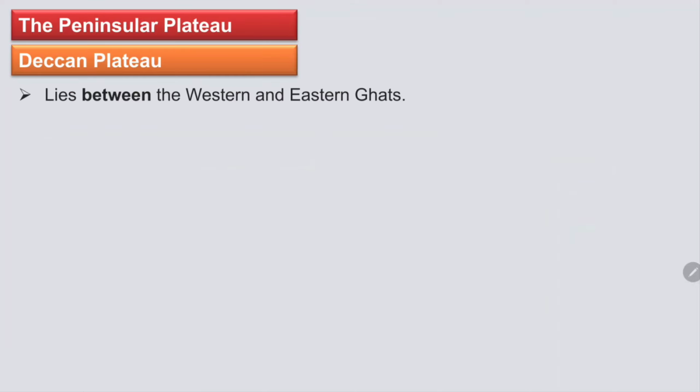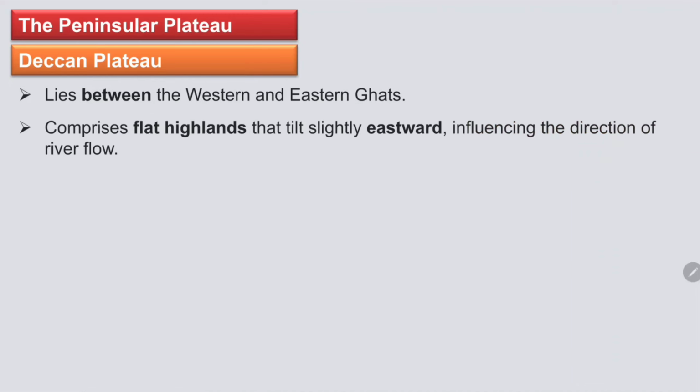So the Deccan Plateau, now let's see, lies between the Western and the Eastern Ghats. On one side, in the western part, we have the Western Ghats, and in the eastern side, we have the Eastern Ghats, and in the middle, we have this Deccan Plateau in a shape like this. It comprises flat highlands that tilt slightly eastward, influencing the direction of the river flow. So as it is tilted towards the eastern side, what happens? The rivers there will drain into the Bay of Bengal, because in the eastern side, what do we have? We have the Bay of Bengal, isn't it?